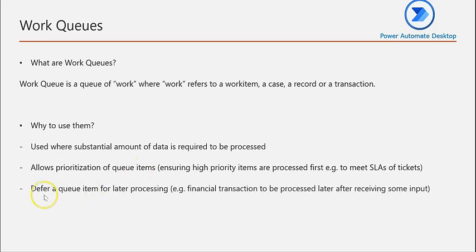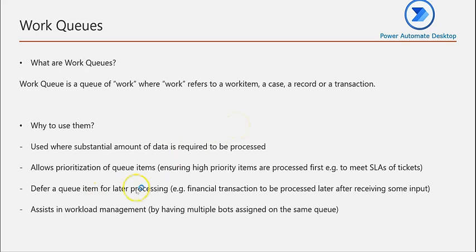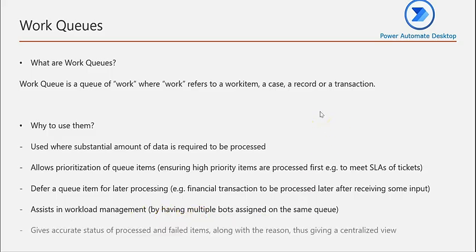You can push a queue item to a later stage for processing. For example, a financial transaction is waiting for some input. For example, some bank transaction is happening, but you need some input from some user or maybe some other system, so you don't want it to process today. You need to process it after 2 days. So you defer or push back that queue item by that many days. Then work queues help us in workload balancing and workload management. You can have multiple bots assigned on the same queue.